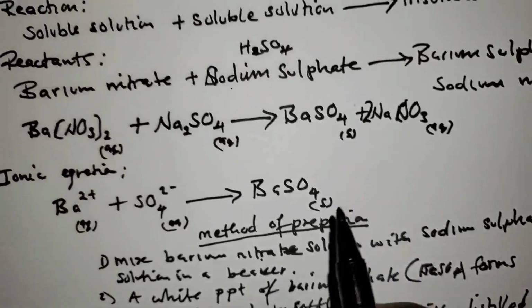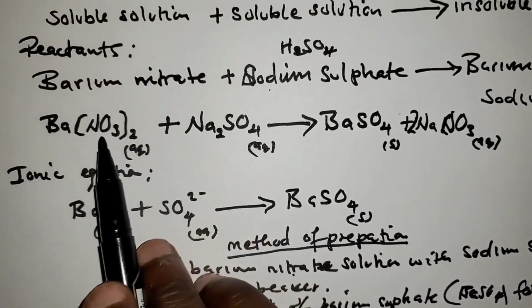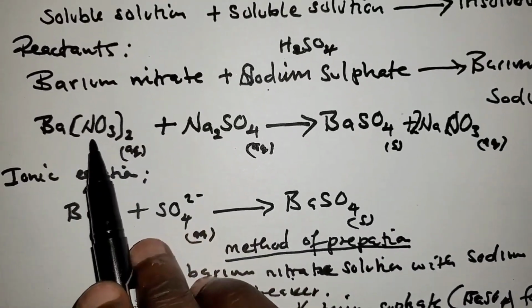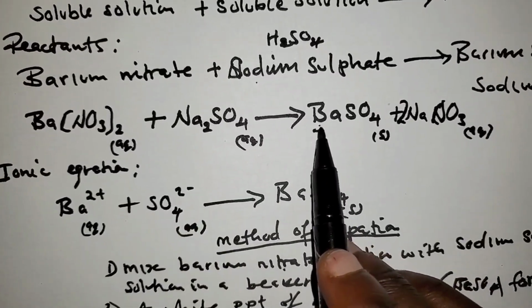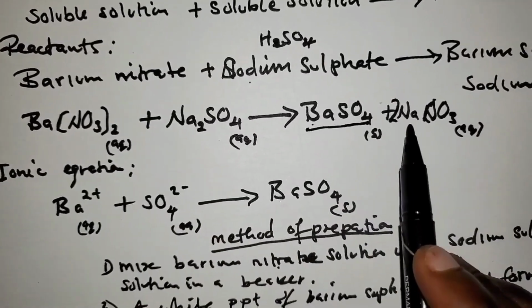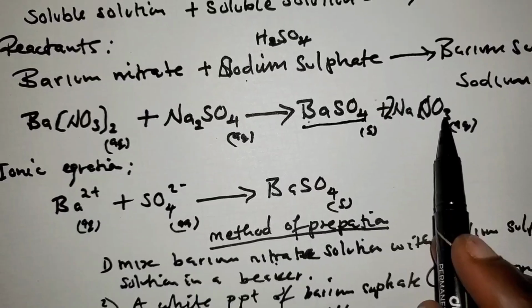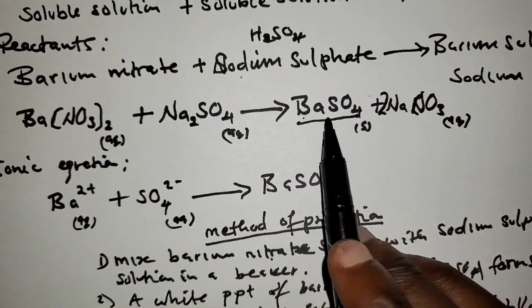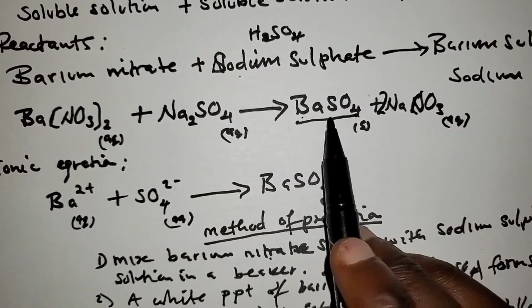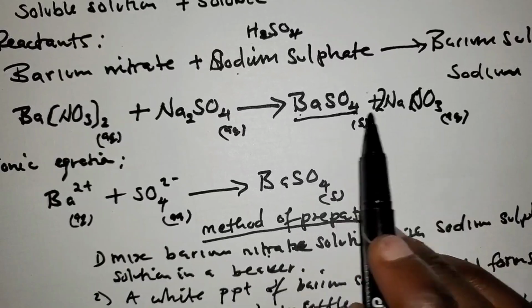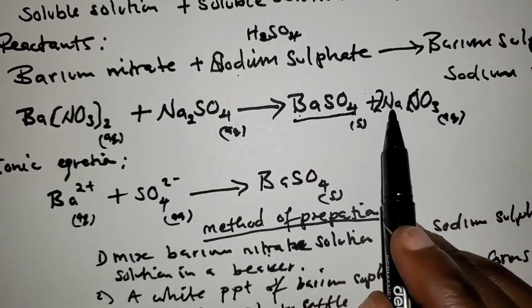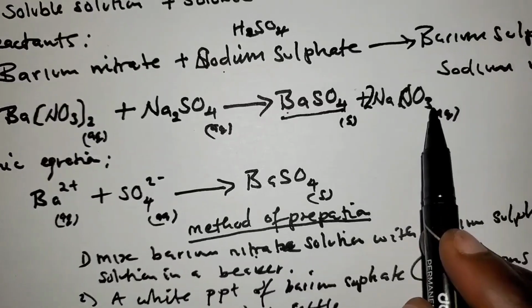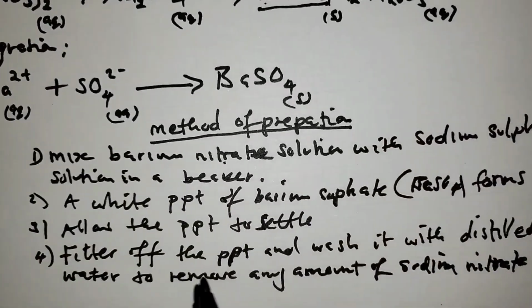Listen, look at the product here. When barium nitrate and sodium sulfate react, we are only interested in this white precipitate that is formed, but sodium nitrate is also produced. Sodium nitrate is a solution, so you clean this to remove any trace of sodium nitrate. That is the fourth step.